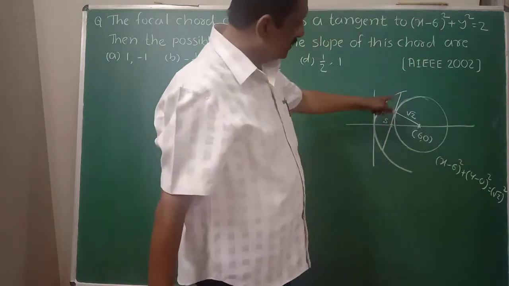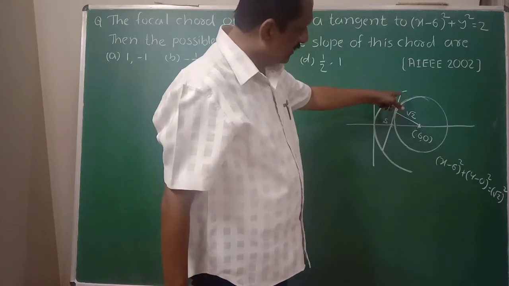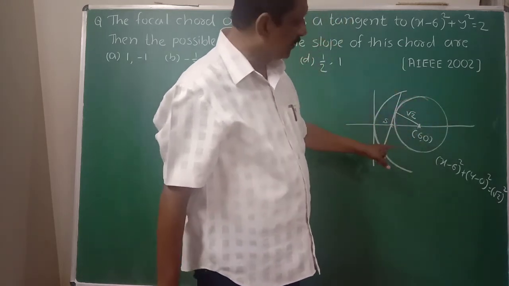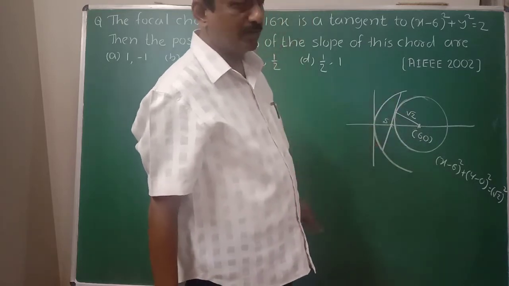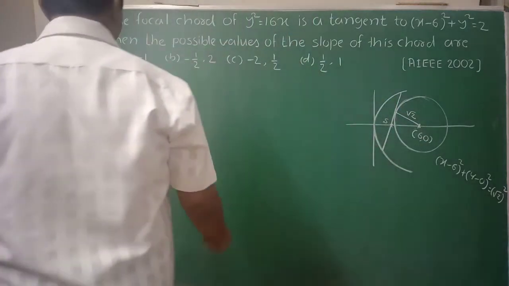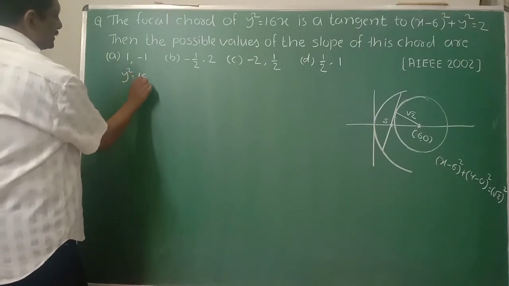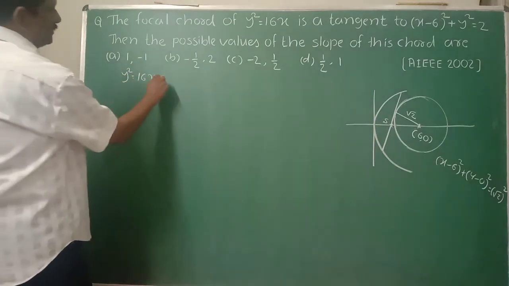Okay, so this is a focal chord and a tangent to this circle. Then find the slope of this focal chord. Therefore, y² = 16x is the parabola here.